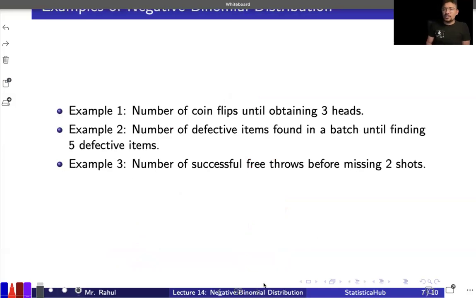Okay, then if I move ahead, then we are having some examples where we can observe the negative binomial distribution. So if you go for the number of coin flips until you are obtaining three heads.